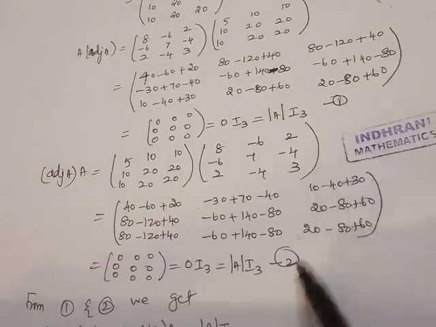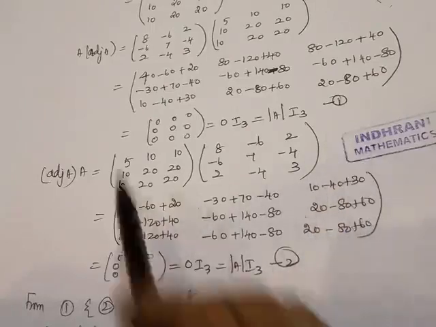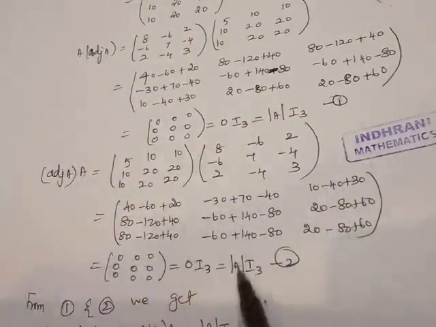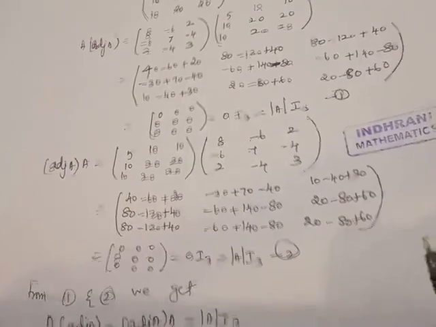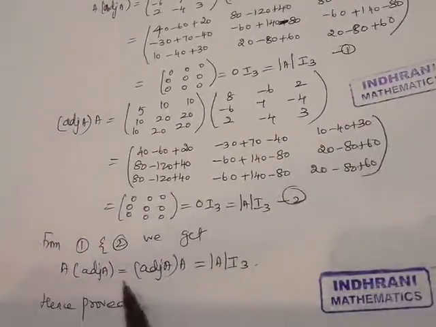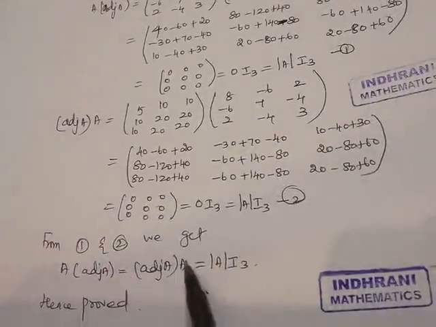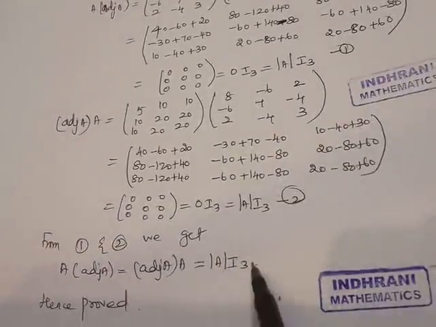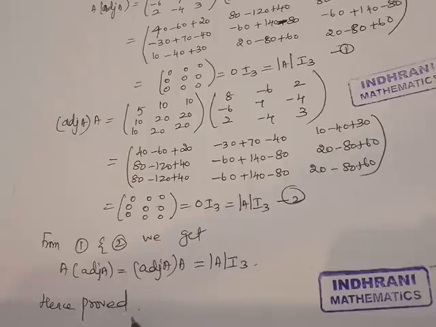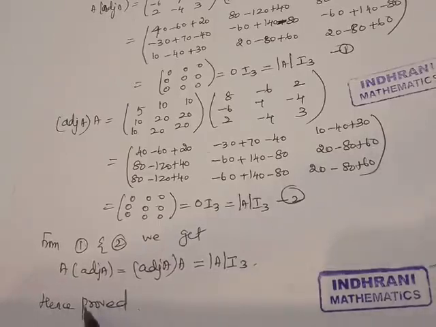Compare equations 1 and 2. From equations 1 and 2, both the values are equal to determinant A into I3. That is, A into adjoint A is equal to adjoint A into A is equal to determinant A into I3. Hence verified. That is a correct one. It is not proved, it is verified. Hence verified.